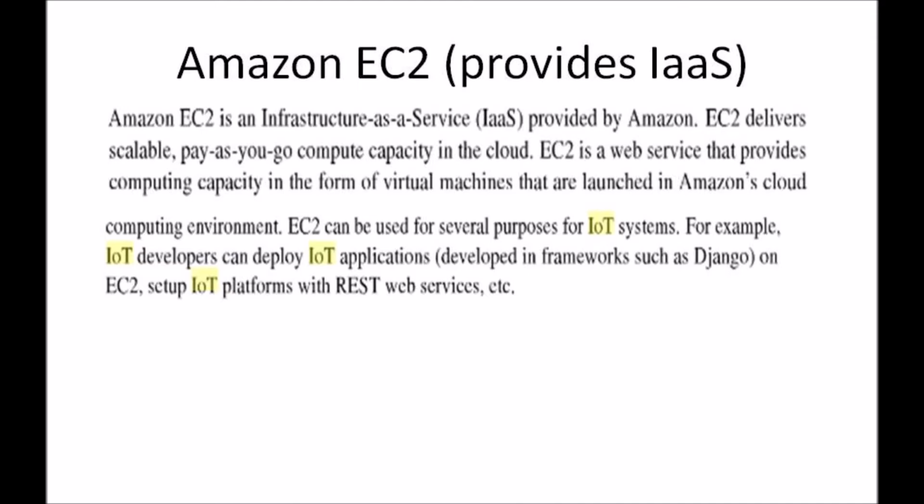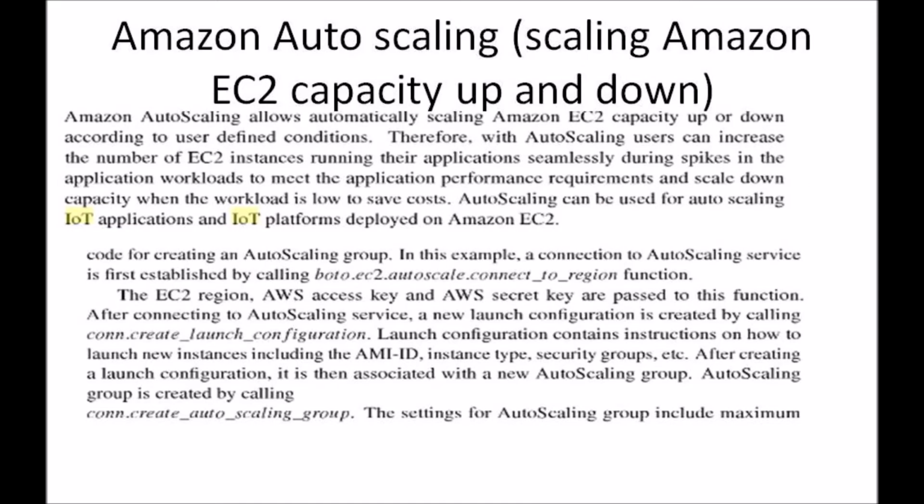For example, IoT applications can be deployed on EC2. Usually, these applications are developed using popular frameworks like Django. It is also used for setting up IoT platforms with REST web services and many more. This slide explains Amazon auto scaling. This helps in scaling up and down on EC2.